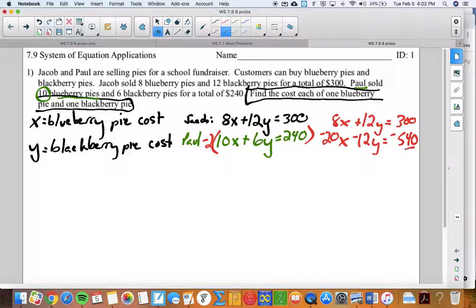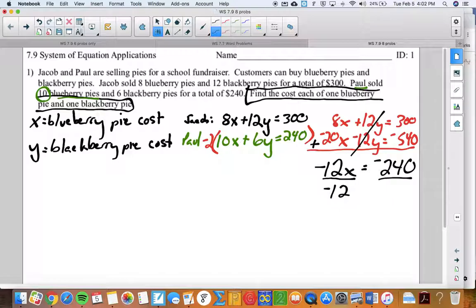Now since we have opposite y's, remember we can create opposite x's as well, I can cancel out one variable. When I add here, the y's get eliminated, so I get negative 12x equals negative 240. If you're nervous that the dollar amount is negative right now, hold on. If our final answer were a negative dollar value for pies, that would be concerning. But let's solve for x, the cost of a blueberry pie.